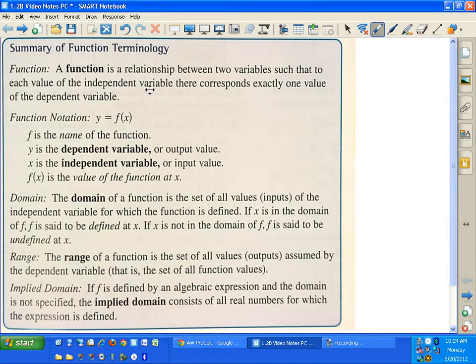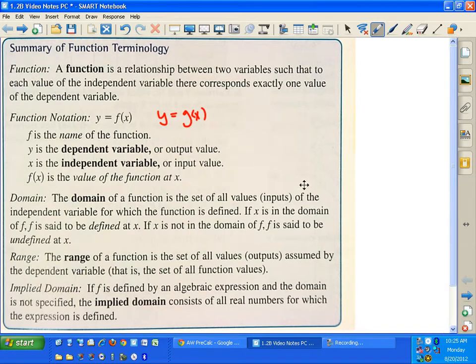Function notation: f is the name of the function, so y equals f of x. It could have been y equals g of x, which means g is the name of the function. y is the dependent variable, or the output, so g of x or f of x is the output that we get, and the input is the x value that we plug into the function. So f of x is the value of the function at x. Basically the y value, the output, and the f of x value are the exact same thing. It's what we get when we plug an x value into the function.